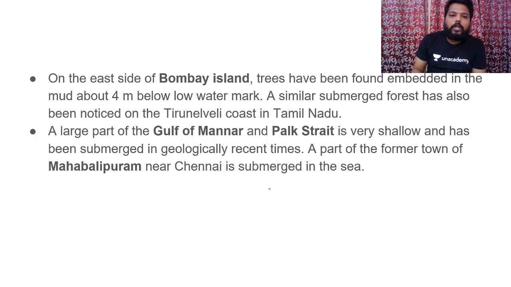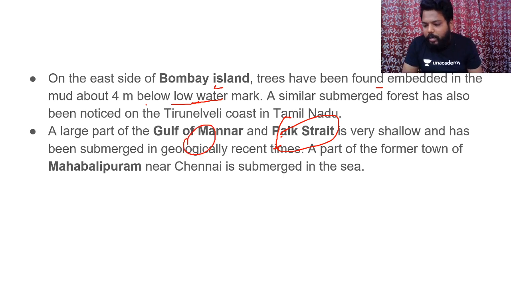And on the east side of Bombay Island, trees have been found embedded in the mud about 4 meters below the low water mark. All these are examples of subsidence. Clear? A large part of the Gulf of Mannar and Palk Strait appears to be submerged underwater.